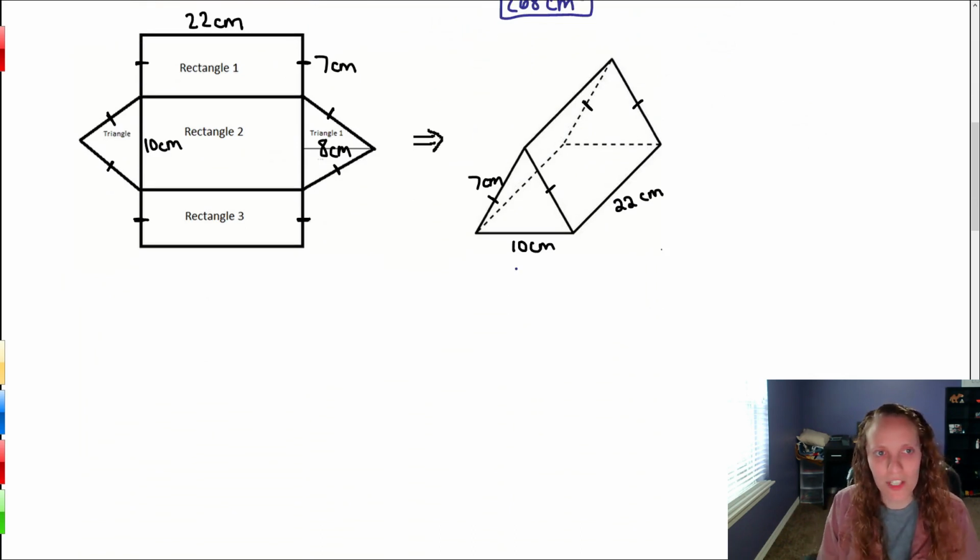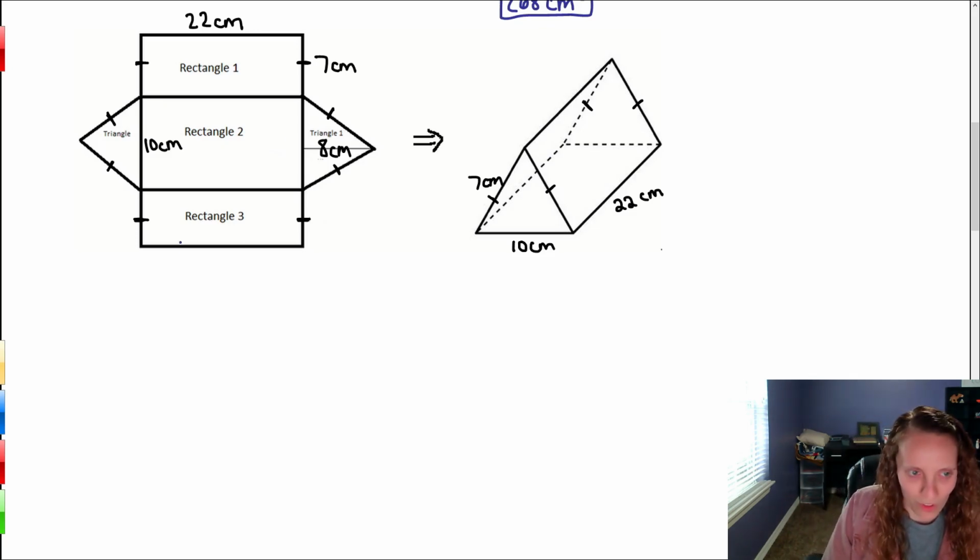Now, the shape that you see on the left side is called a net. If we were to fold this picture along the black edges that you see, it would actually turn into this triangular prism over to the right. They're the same thing. A net is just a 2D picture of what the 3D object would actually look like. And so let's go ahead and try to solve for lateral surface area.